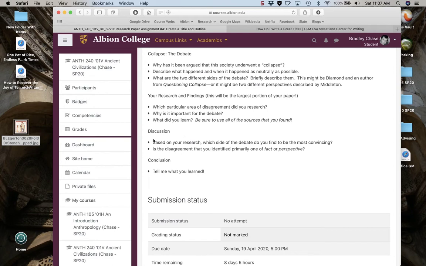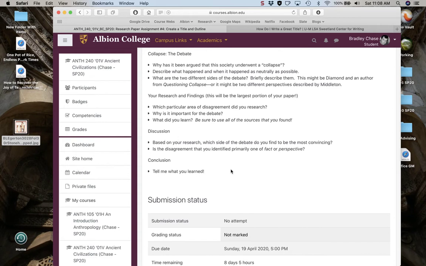And then you have a discussion section where you return to that debate and, using the research, using your findings, help discuss which side of the debate you think has the most validity, who wins, if you will. And then in the conclusion, you tell me what you've learned. You tell me what you told me. So in the introduction, you tell me what you're going to tell me. And in the conclusion, you tell me what you told me.